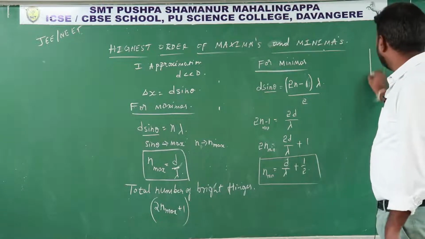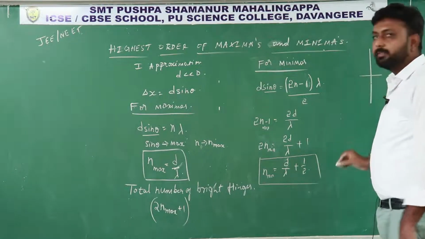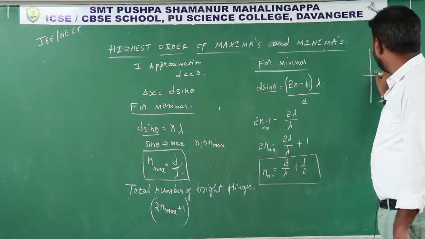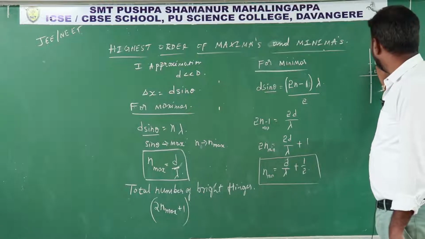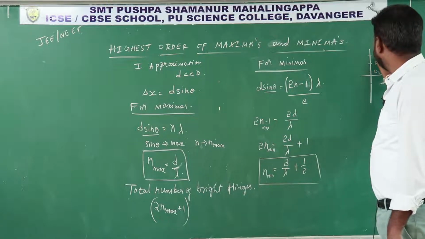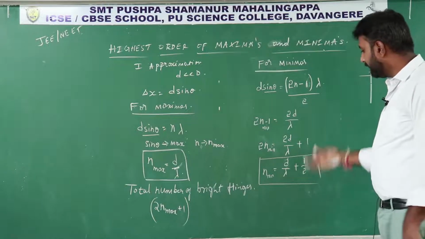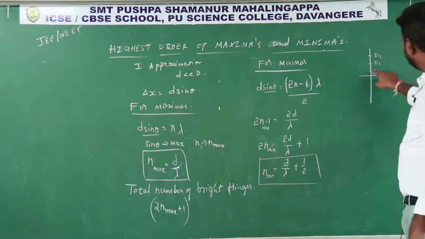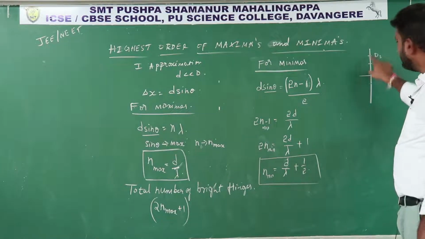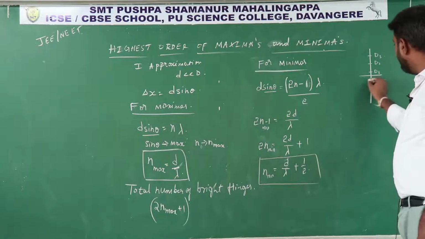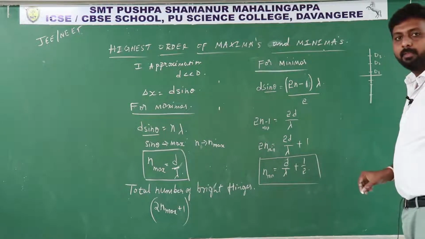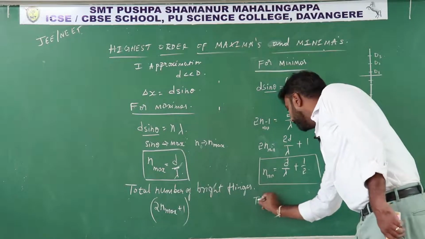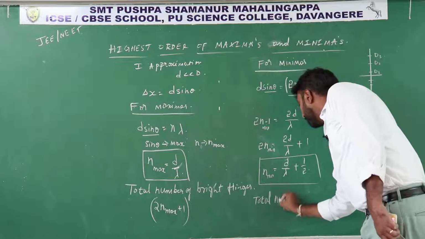So always the central maxima will form. After that dark fringe d1, next bright, next dark d2, next bright, next dark d3. Like that, if after substituting the value I found the value is 3, this is the meaning: above the central fringe 3 dark fringes will form. Similarly below also 3 dark fringes will form. So total how many dark fringes? 6.